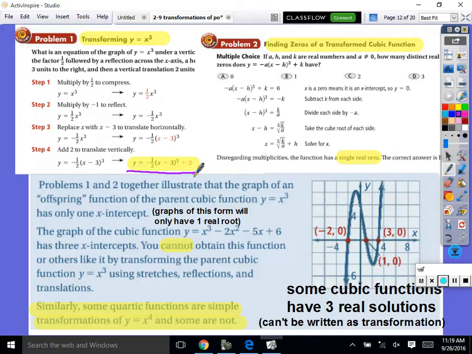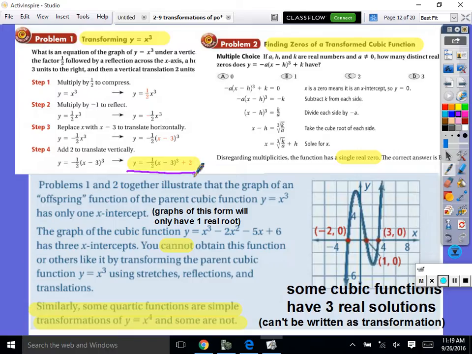There are cubic graphs that have more than just one real solution, such as this picture. So if we have a cubic that crosses the x-axis 3 times, then it cannot be written as a transformation of x cubed. If you ever have a cubic with 3 solutions, it can't be written as a transformation. Does everybody understand? Only if it has this form and can be written as a transformation will it have one single real zero.